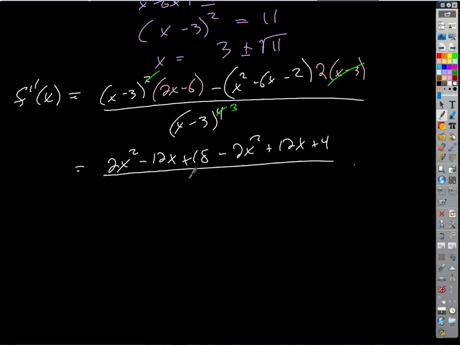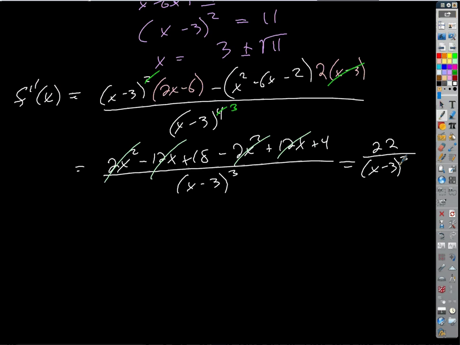all over x minus 3 cubed. And look, we get tons of good cancellation here. Those go, and I get 22 over x minus 3 cubed. So no zeros of the second derivative, right?